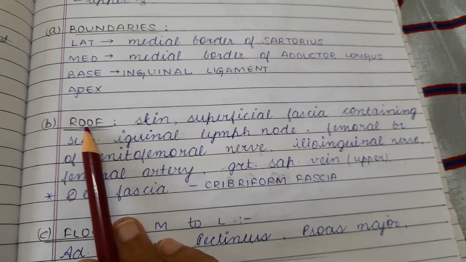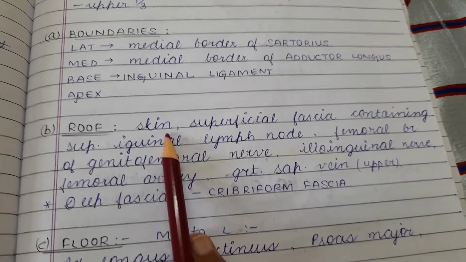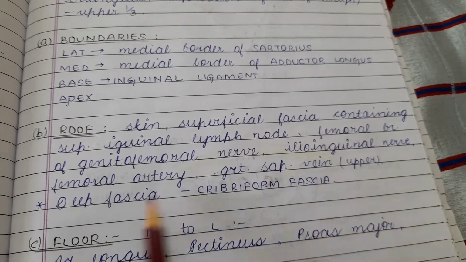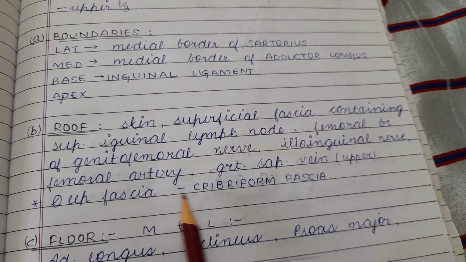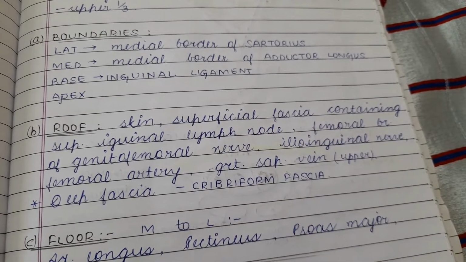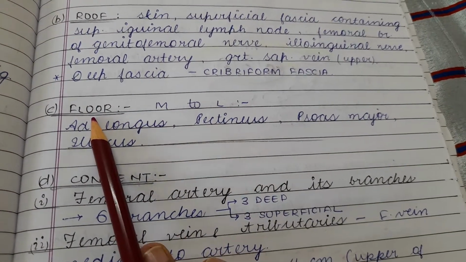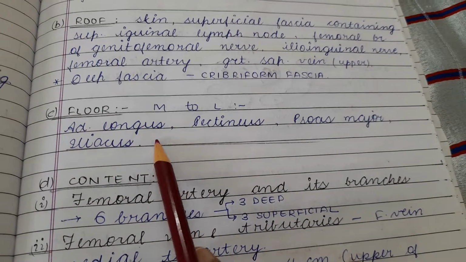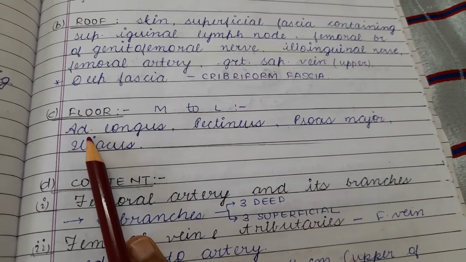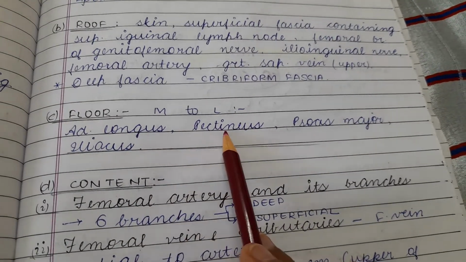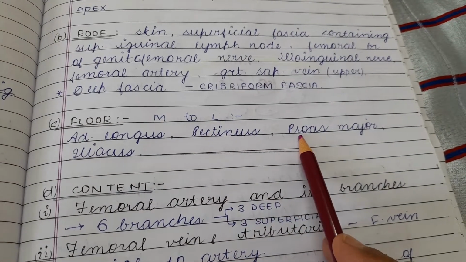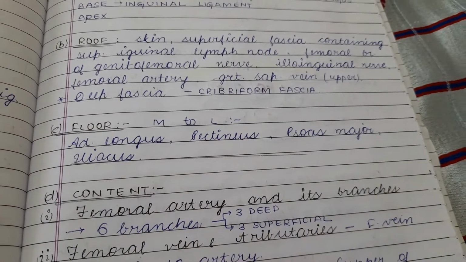The roof of femoral triangle is formed by the skin, superficial fascia, and then the deep fascia, also known as cribriform fascia. The floor of the femoral triangle from medial to lateral is adductor longus muscle, pectineus muscle, psoas major tendon, and iliacus muscle.